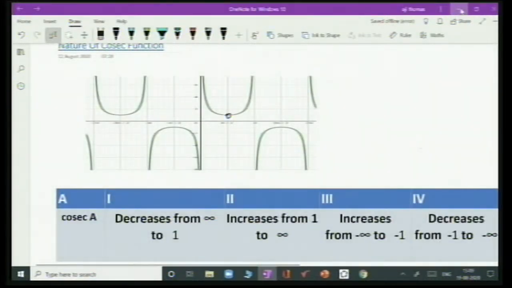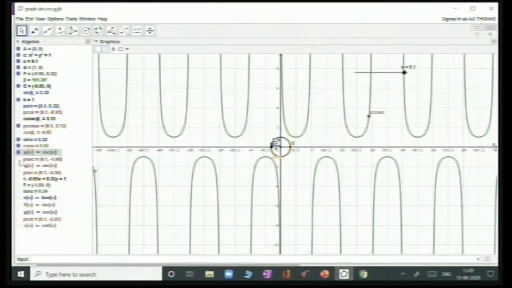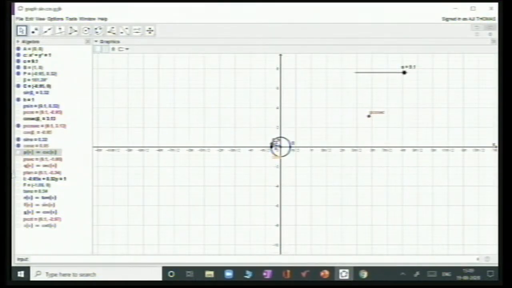And I'm sure that you understood how to draw the graph of cosec x. Now likewise we can draw the graph of tan, cot, sec, all the remaining trigonometric functions, and we can see them.